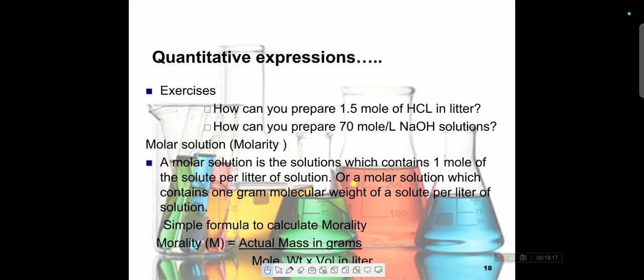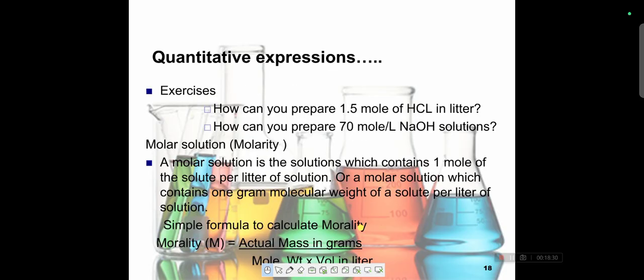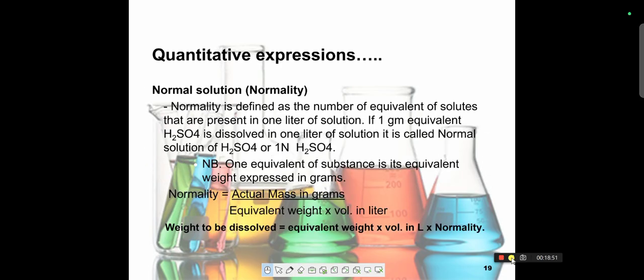How will you calculate the molarity? Molarity is equal to the actual mass of the component in grams upon the molecular weight into volume in liters. So it is given as moles per liter, right? So we can say that molarity is the moles of solute dissolved in 1 liter of the solution. Molarity is equal to the number of moles of solute upon volume of solution in liters, right?